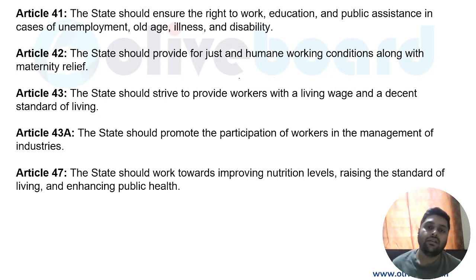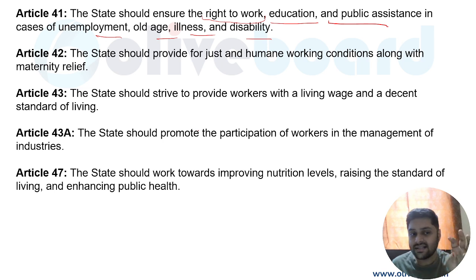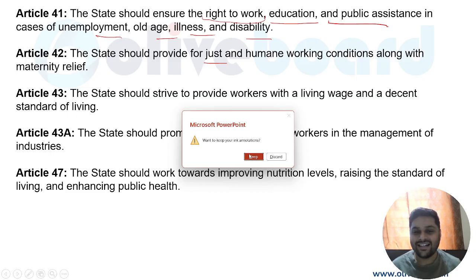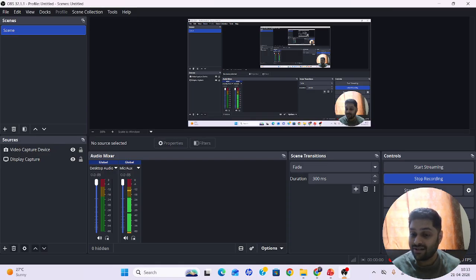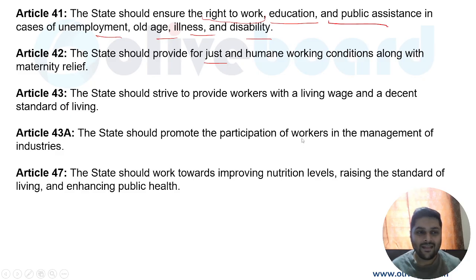Next, 41. The state should ensure the right to work, education, and public assistance in case of unemployment, old age, illness, and disability. See, you can have a look here how these principles are dealing with it. Article 42, the state should provide for just and humane conditions along with maternity relief. See, maternity relief is also mentioned. We have to keep that in mind. Just give it a thought, how broadly they have thought about the DPSPs. Every particular point is covered.